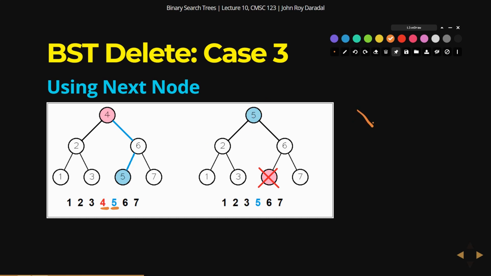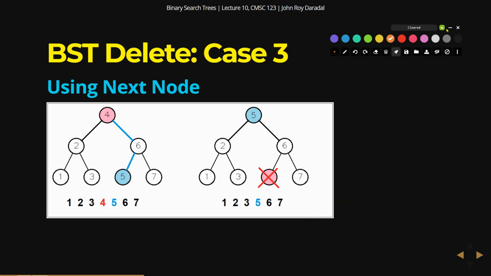So go right once and then keep going left. It doesn't matter how many lefts you go until you reach a dead end, until you reach a null node. So that is using the next node.